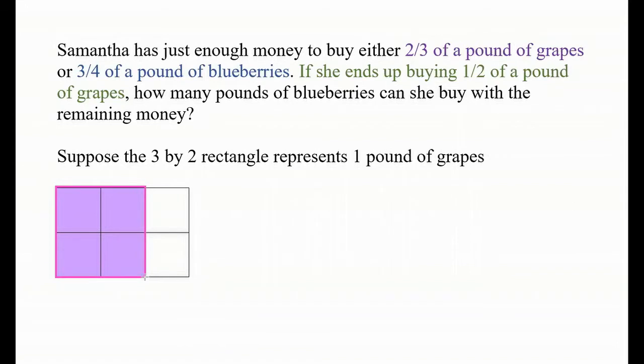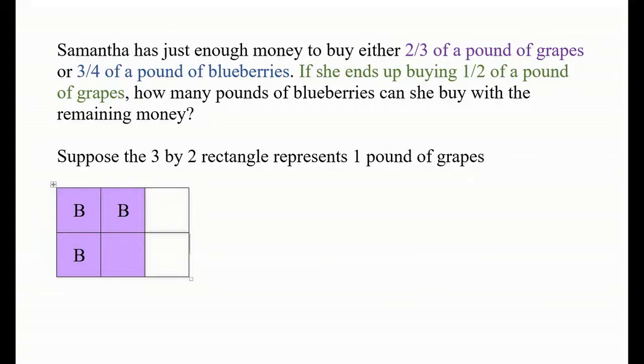Okay? However, she ends up buying only half a pound of grapes. She has enough money to buy this much grapes, but she bought half a pound. If this represents 1 pound, 3 squares should represent half a pound. If she only bought half a pound of grapes, she had enough money to buy 2/3 of a pound. So she bought this, this, and this.